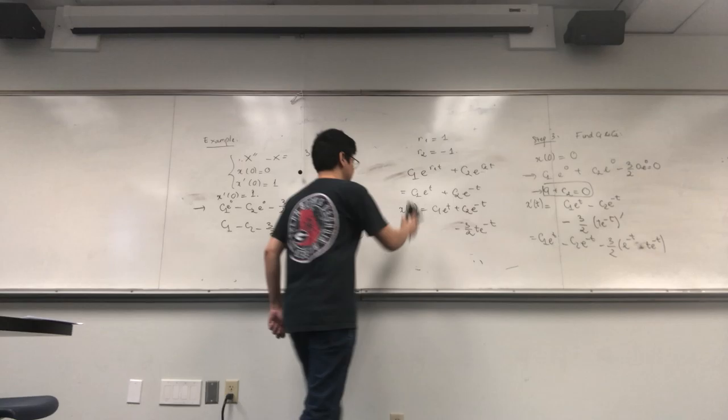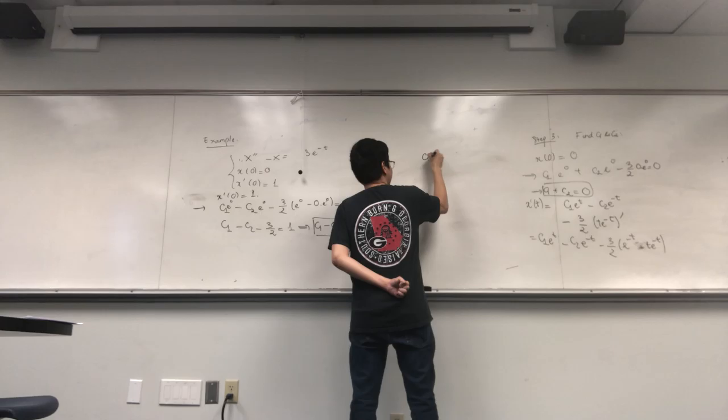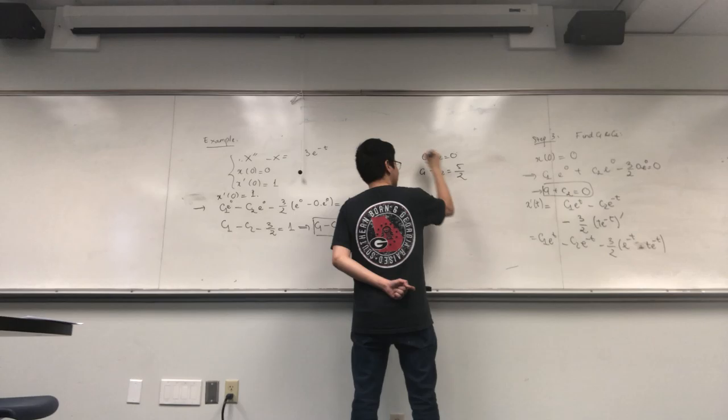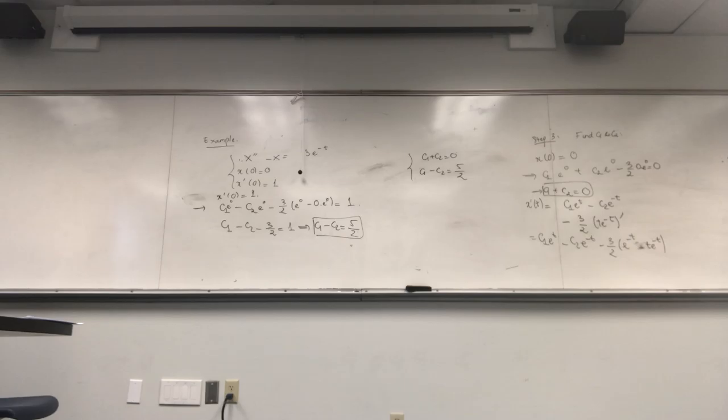So C1 plus C2 is 0. C1 minus C2 is 5 over 2. All right? So you combine the two and you get a system. How do I solve for C1 and C2? Yes? One way you can solve is just by summing the two equations.